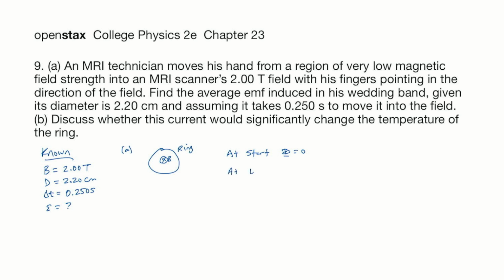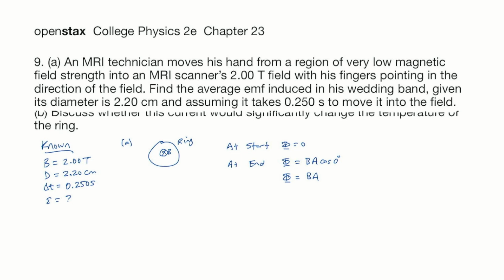At the end, the magnetic flux is B times A times the cosine of 0. And that is because the normal to the area of the loop, so the area made by his ring, the normal to that area is in the same direction as the magnetic field. And so the angle between the normal and the magnetic field is 0. And the cosine of 0 is 1. So at the end, the flux is B times A.